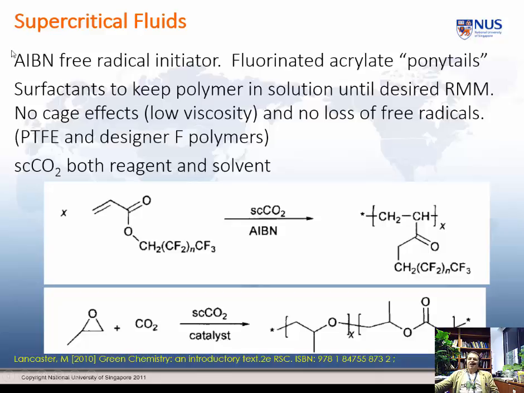A free radical initiator like AIBN, you can actually tailor make. You keep everything in solution. You put your surfactants in there to stop it all falling out. You don't have cage effects in supercritical fluids. So you can tailor make effectively the relative molecular mass of your polymer. Really powerful. So now you're not getting a whole range of molecular masses in your polymers. You're actually able to engineer it to where you want it to be.